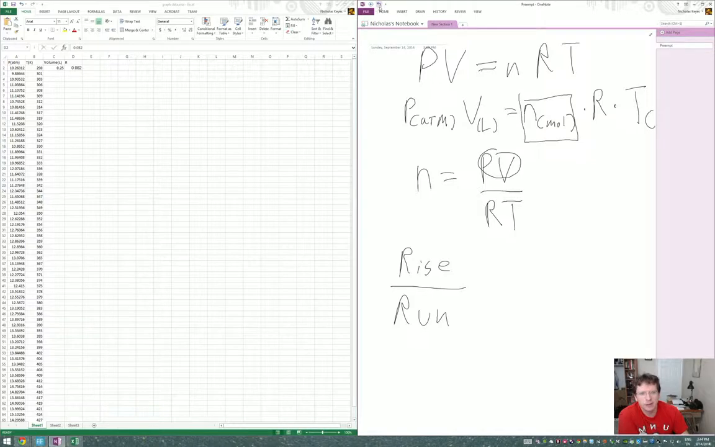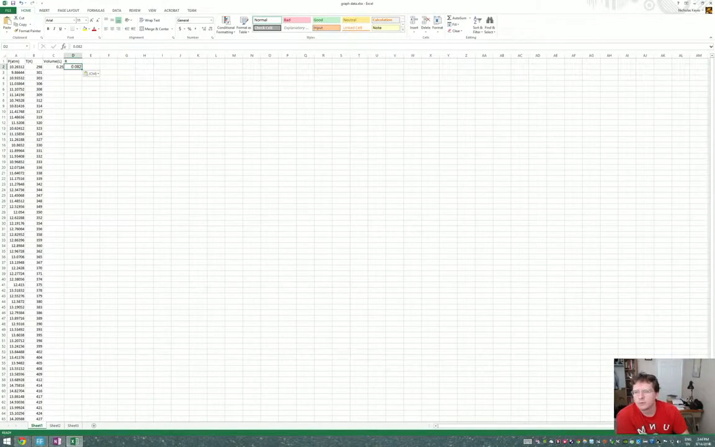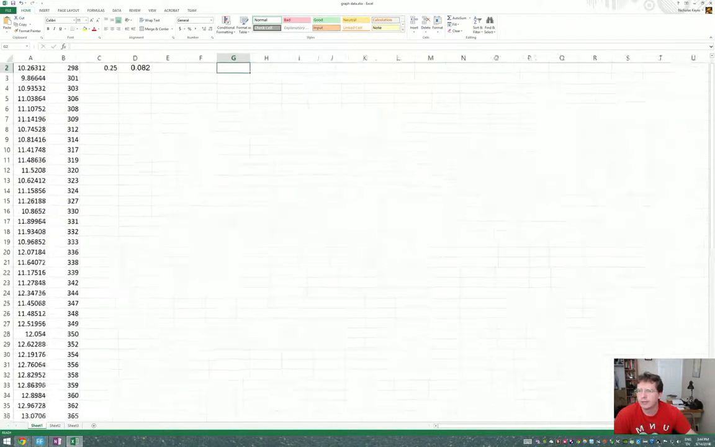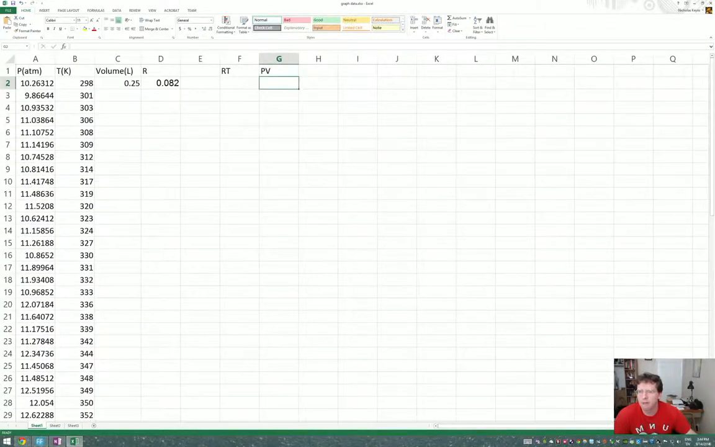And there we go. It's starting to put it together. So what we need to do is we can create a column. There's multiple ways to do this, but this is the way I think makes the most sense. We're going to do PV, and we're going to do RT, okay? And then here, let me zoom in again so you guys can see all this.